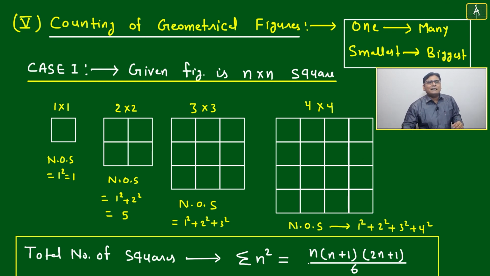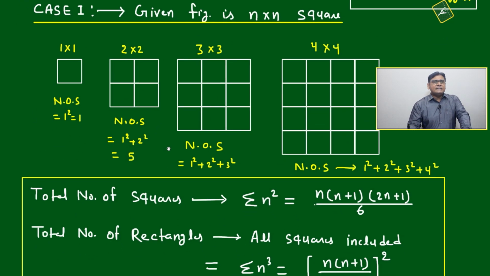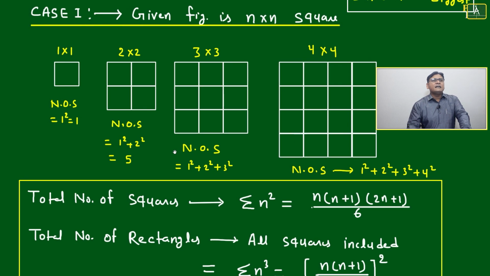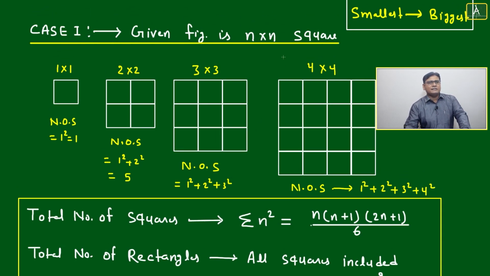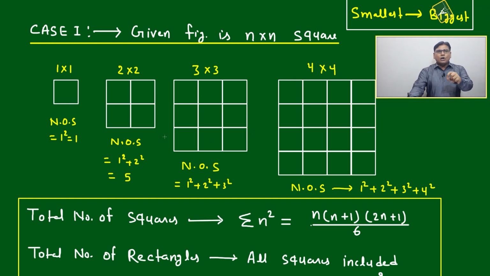Basically these will also be best applicable for one to many. If you start with one unit or a unitary way, then you will be able to predict or find some pattern. That will be easy. Then under this I have divided it into 2-3 cases. The first case is when the given figure is an n into n square. Just suppose an n into n square is there, and out of that you have to count the number of squares, number of rectangles, number of non-congruent rectangles.